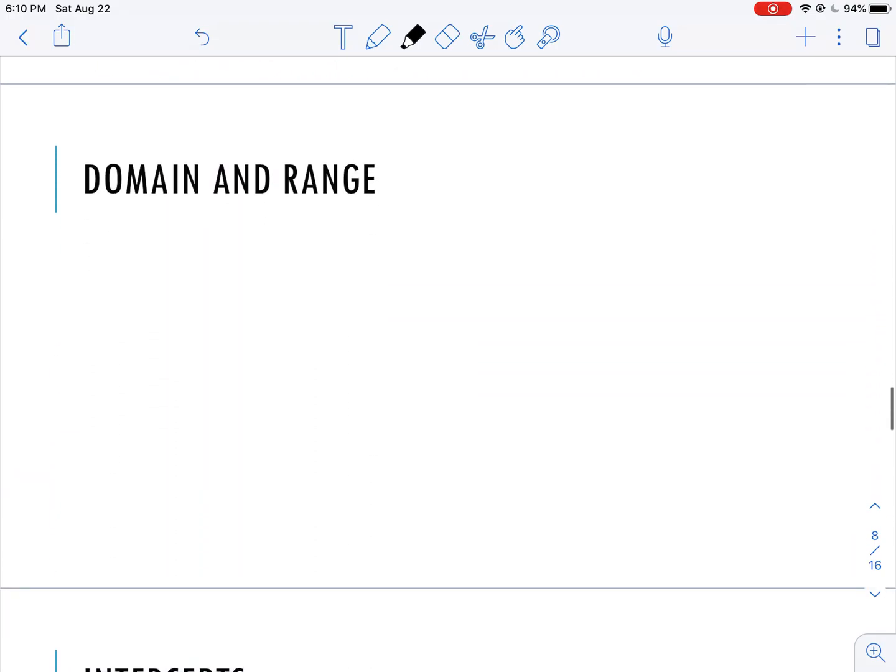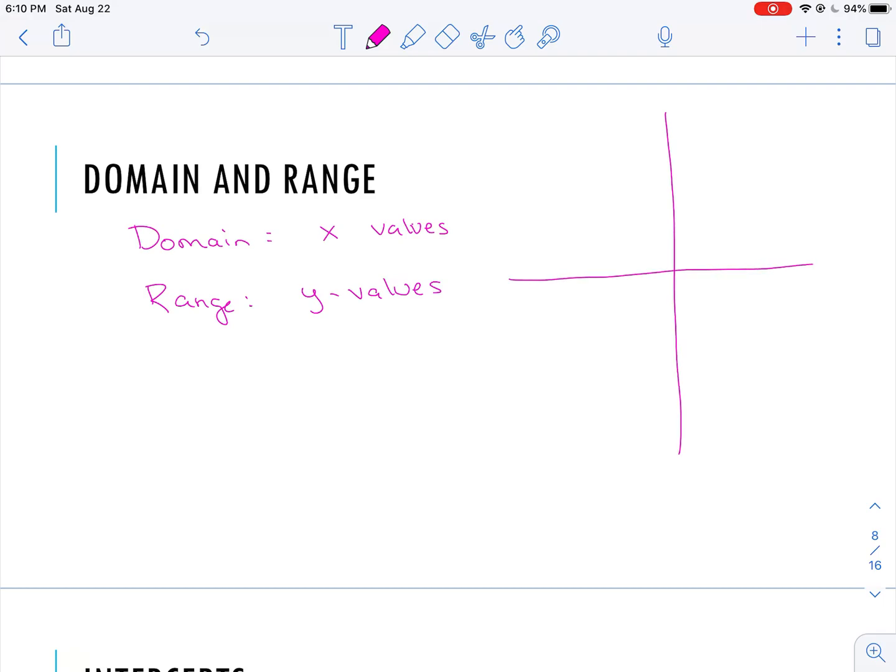So domain and range of a function. Again, these are probably keywords that you remember. Domain are the x values that a function can take on, and the range are the y values that a function can take on. So if we had an example of a function, let's just give ourselves another parabola. Let's say we have y equals (x minus 2) squared plus 1.